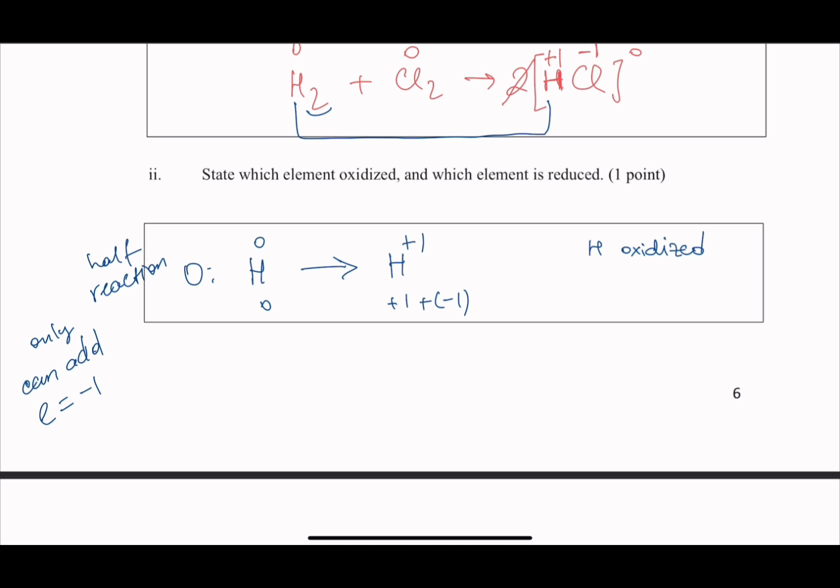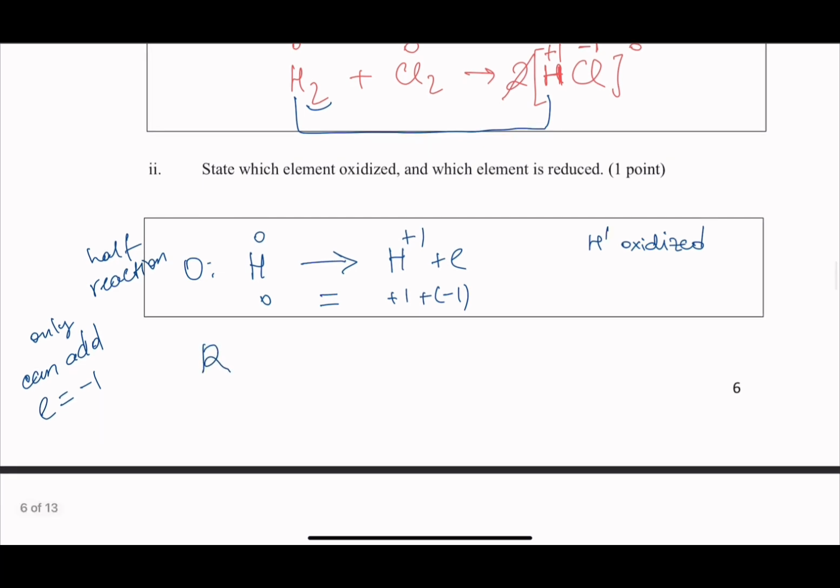Each electron carries -1 charge. So that means that adding 1 electron in here, and now both sides are equal. So this is oxidation. Hydrogen is oxidized.